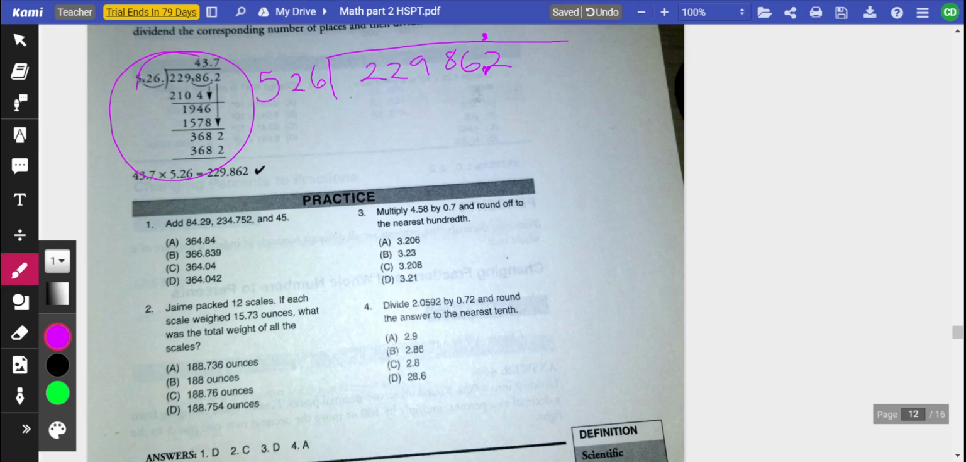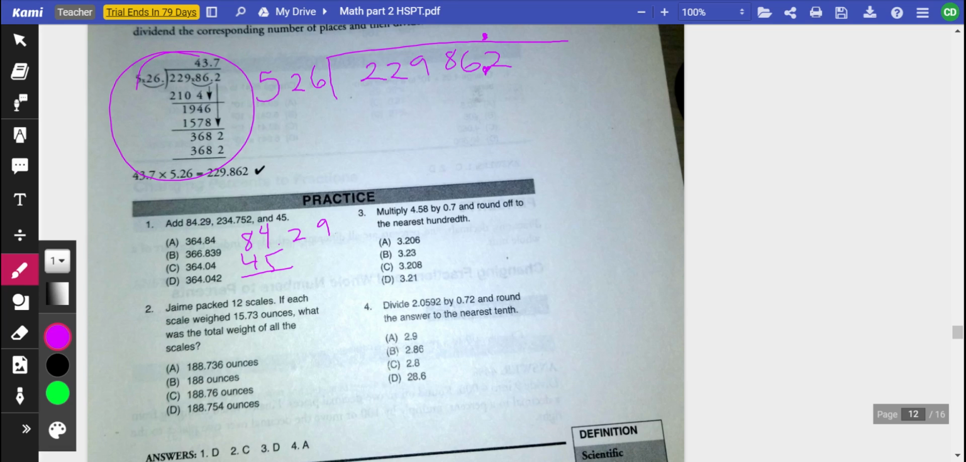Let's look at number 1. They ask us to add these 3 values together. They ask us to add 84.29 plus 234.752 and 45. Nice. Since it's addition, you can do it in any order you like. I'm going to add the 45 to the 84.29 and make my life easy. You could add the 45 to the 234 if you prefer. It's whatever floats your boat, whatever you feel like. So I'm going to do this.